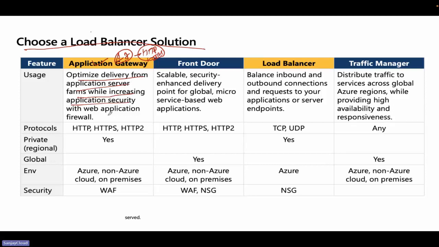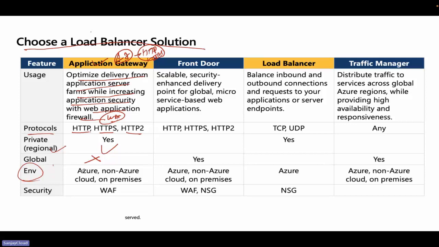How? You can use a web application firewall, which will protect layer 7 request content. Protocols you can use are HTTP, HTTPS, and HTTP2 WebSocket. Private, that means it's a regional service. Global, no, there is no global service available. That means there is no global application gateway available.